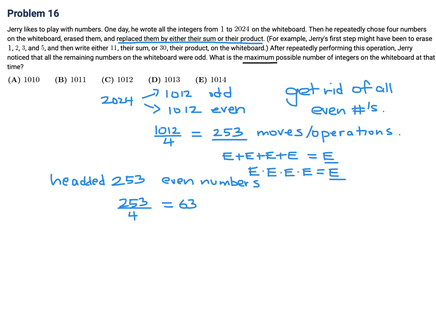So that means 253 even numbers minus 4 times 63, and that's 1. That's how many even numbers are remaining after he removes them all. But each time he removed 4, he had to add back an even number. So you had 1, but then you had to add back a whole bunch of even numbers, and there were 63 even numbers. You had to add back 1 even number for each operation. So now you're back to 64 even numbers.